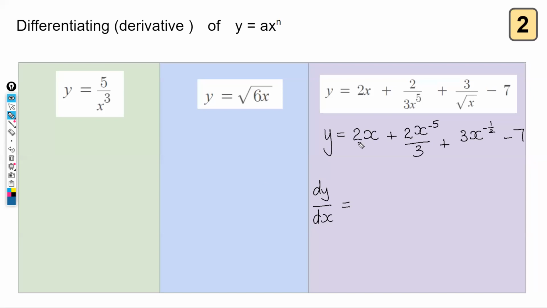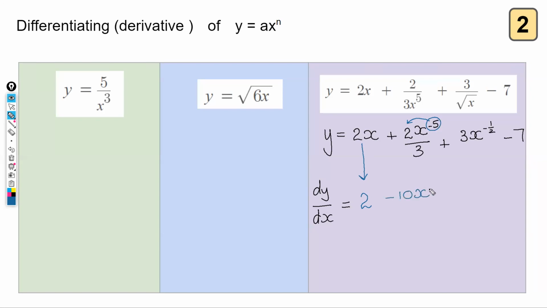When you differentiate 2x, remember, this is plain old boring x with no powers. When you differentiate that, you'll only be left with the number in front. That's a shortcut I showed you on the first slide. This one here, the minus 5 jumps in front. The minus 5 will meet the 2. So minus 5 multiplied by 2 is minus 10.